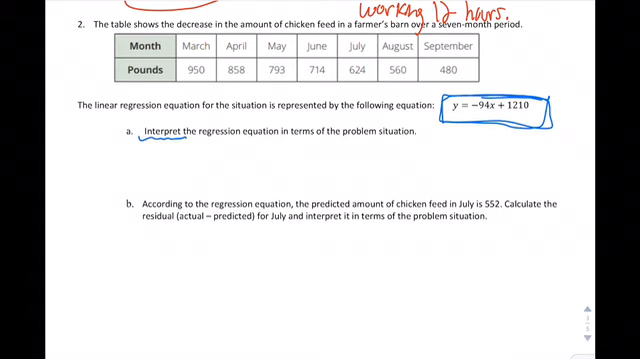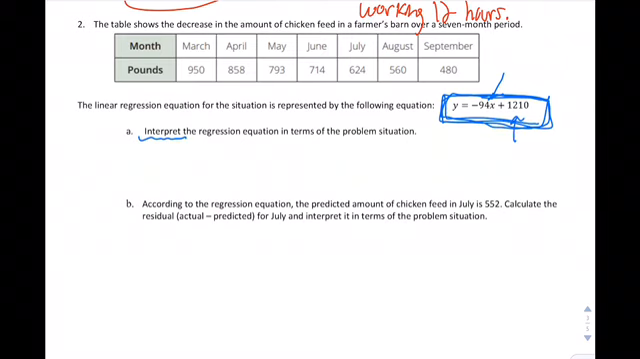Interpret. You guys have seen that word a lot in this course, and I imagine also a lot in your English courses. So interpret means we have to explain what this equation actually means. By looking at this equation, there's only two things we can really talk about: this negative 94 and this 1210.